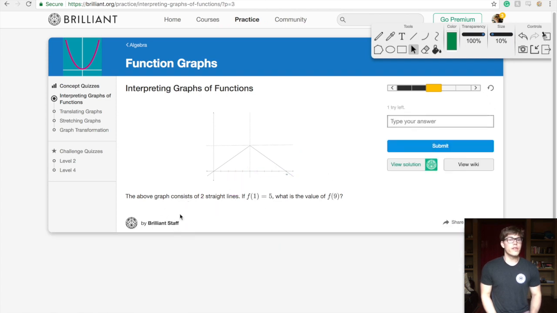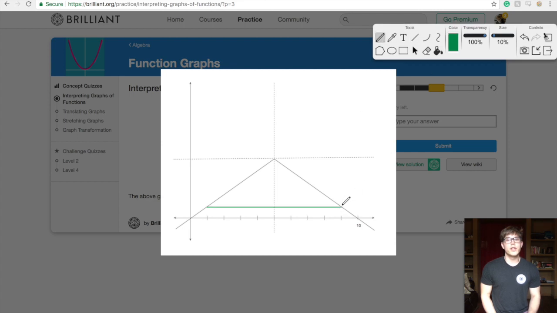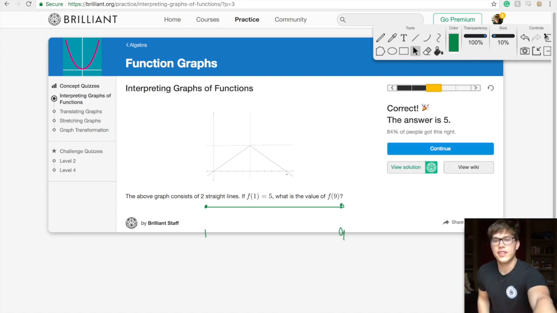What does this one say? If the graph consists of two straight lines, if f of 1 equals 5, what is the value of f of 9? All right, this looks really similar to our last problem. We have f of 1 right here, and f of 9 is directly across from it. You can see that they share the same y value. The problem said f of 1 was 5, so f of 9 must also be 5. Excellent.